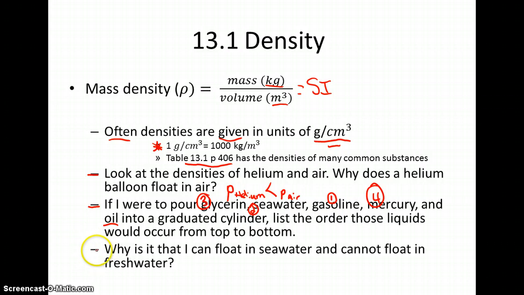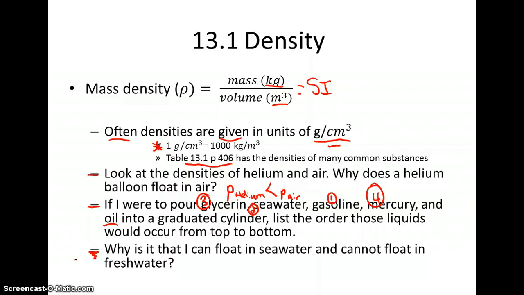Okay. And then I want you to consider this last question while looking at that table, and that is, why can I, as a person, float more readily or easily in seawater, but I can't float in fresh water at all, right? And so it is easier for me to float in the ocean than it is to float in a pool, and you've probably experienced this as well if you've ever been to the ocean.